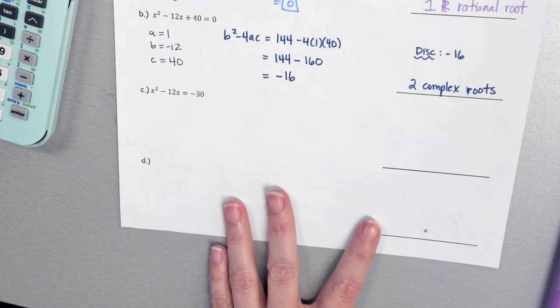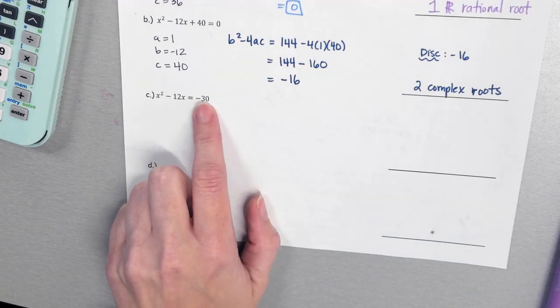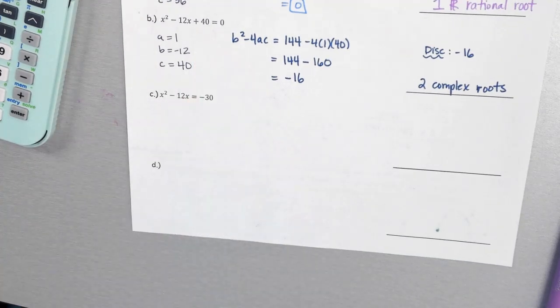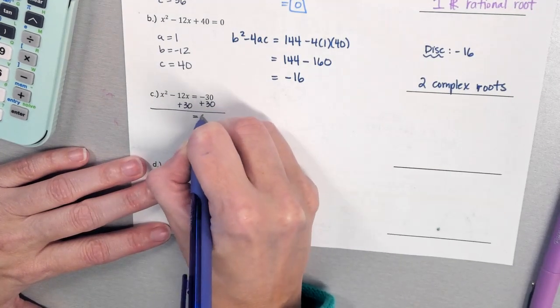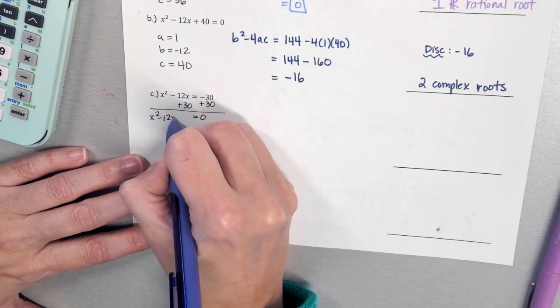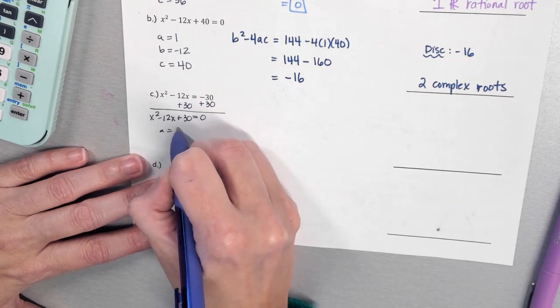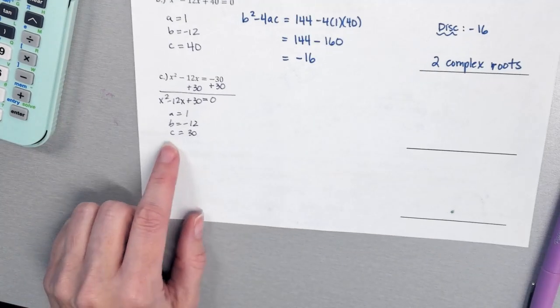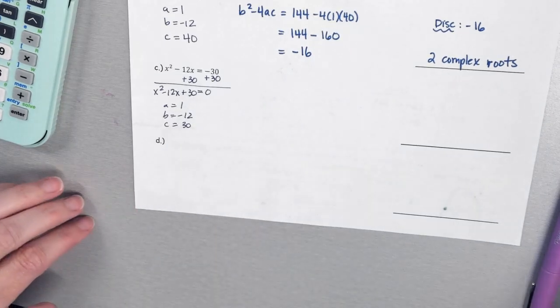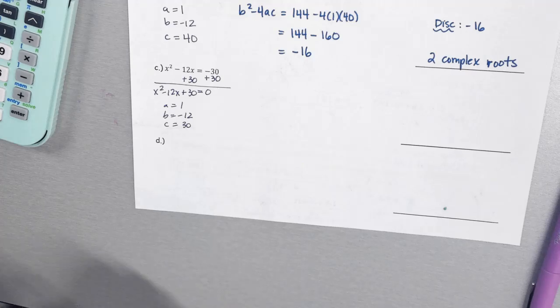Okay, now for part C, be careful because this is on the other side of the equal sign. These were equal to 0, so what we have to do is make sure that this is going to be equal to 0. So we're going to add 30 to both sides. So make sure that you use a positive 30 for your C value. Okay, and this is another good one that I want you to do without your calculator, okay? So I'll give you a minute to do that and then fill out the discriminant and how many solutions there are.